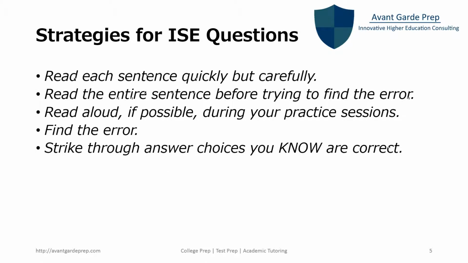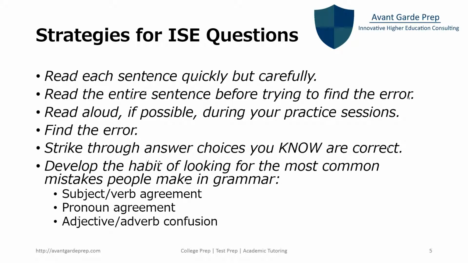Okay, strike through answer choices that you know are correct, so eliminate options that read correctly. Develop the habit of looking for the most common mistakes people make in grammar, like subject-verb agreement, pronoun agreement, and adjective-adverb confusion. We're going to talk about these a little bit more, as well as some other common grammatical errors that you'll find in the ISE questions in just a little bit.